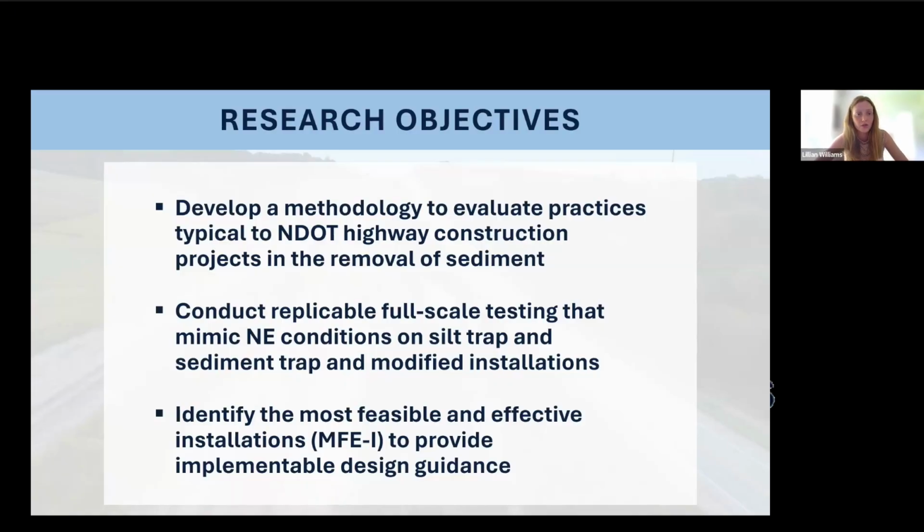And then we were to conduct replicable full-scale testing that would mimic Nebraska conditions through corresponding soil losses and runoff volumes on the silt trap and the sediment trap, and then any other identified modified installations. And then from all of this testing, we were going to identify what that MFEI, or most feasible and effective installation, as discovered from the data collection and field observations, to provide implementable design guidance for use on NDOT projects.